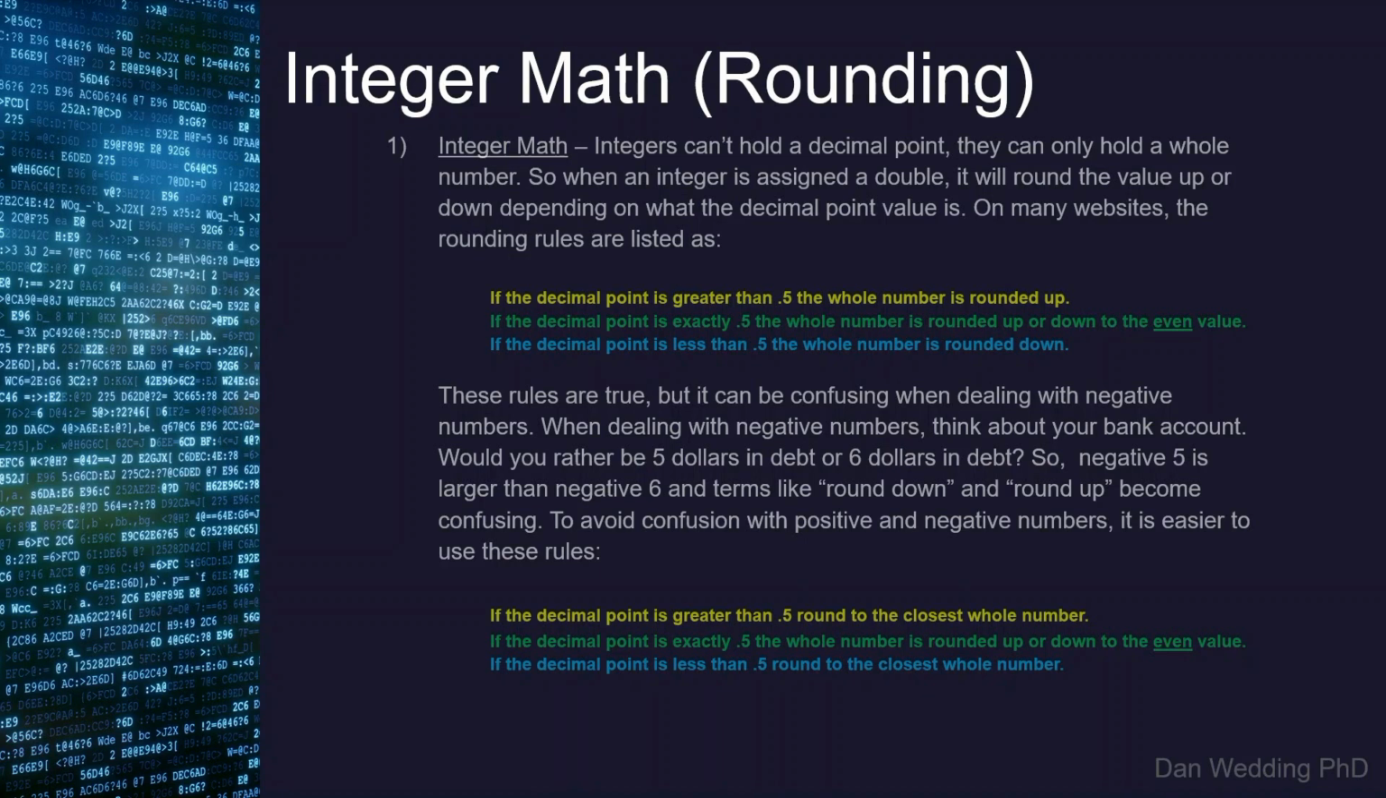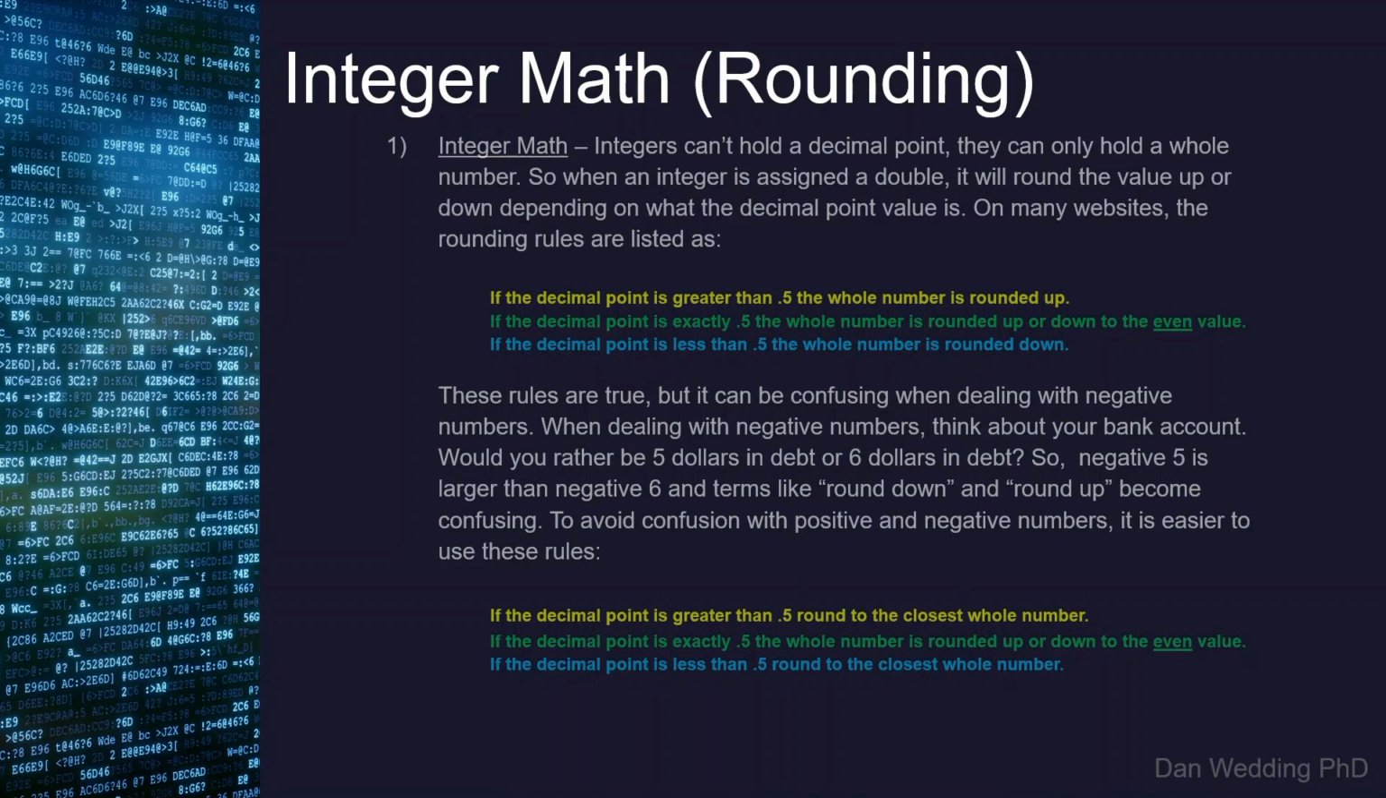Would you rather be $5 in debt or $6 in debt? So -5 is larger than -6. And terms like round down and round up become confusing. To avoid confusion with positive and negative values, it's easier to use these rules.